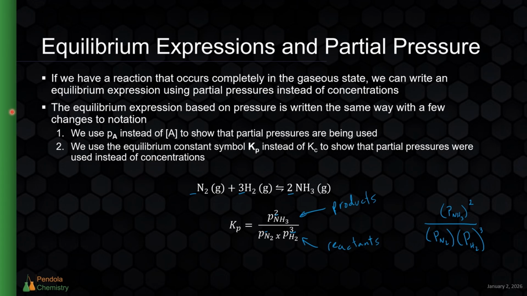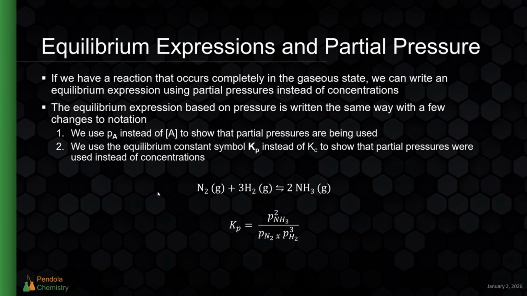So let's look at an example of its use. But everything else, everything we did within section 8.3 is still going to apply. We can still do ICE tables with this. We can still use it to find Kp or to find one of the missing partial pressures. It's just the exact same thing using a different unit of partial pressure for reactions that are completely gas-based.